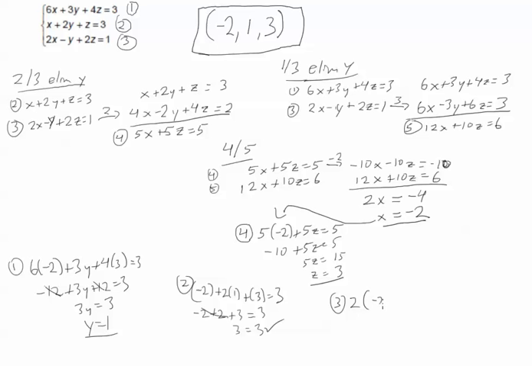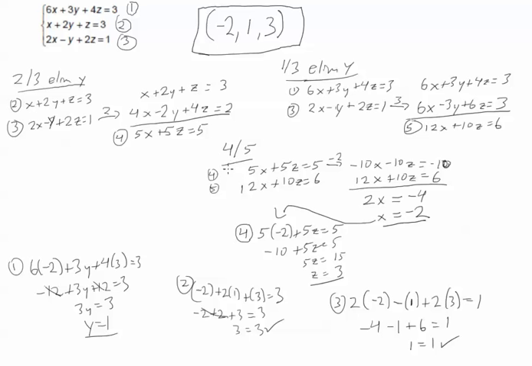2 times negative 2. Oh, no, plus minus the 1 for my y plus 2 times 3 should equal 1. That's negative 4 minus 1 plus 6 should equal 1. This becomes negative 5, and negative 5 plus 6 is 1 equals 1. And there's my solution. Now I want to go back to this step really quick. We've confirmed our solution is negative 2, 1, and 3.